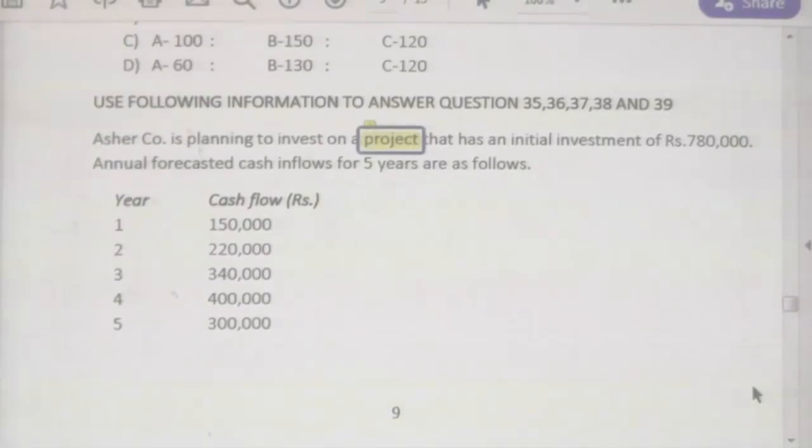Now, what are the advantages of the payback period? What are the disadvantages of the payback period? Then, what are the advantages and disadvantages of NPV? What are the advantages and disadvantages of IRR? What are the advantages and disadvantages of the accounting rate of return? Now, the difference between NPV and IRR. The difference between IRR and ARR, that is IRR and accounting rate of return, or NPV and accounting rate of return.